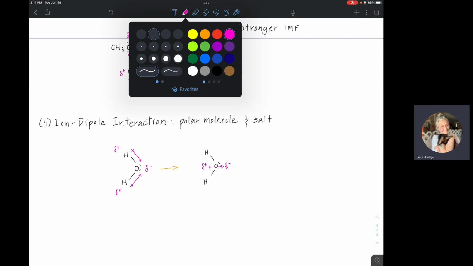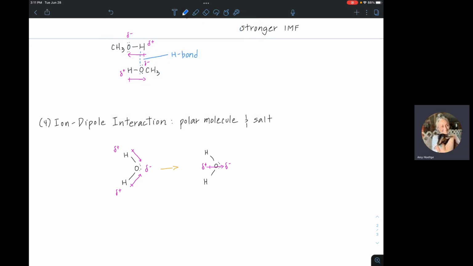If I were to draw in some salt, say we'll put potassium chloride. When this dissociates, we have positively charged potassium and negatively charged chloride hanging out near these partial positive and partial negative ends of the polar molecule. This is our strongest intermolecular force of attraction. This can be over 100 kilojoules per mole.